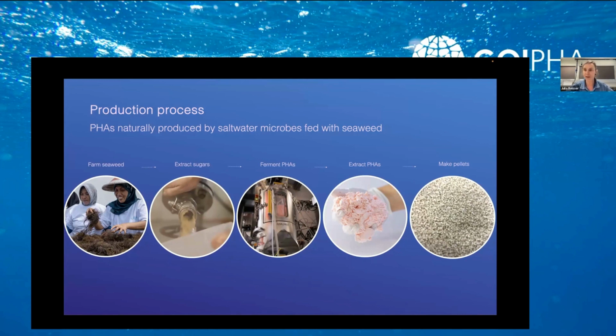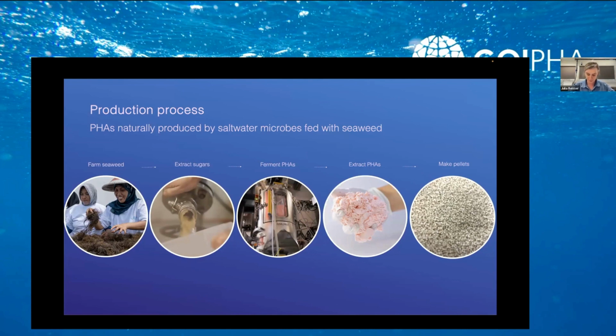So the first one is we farm seaweed. We can produce PHA with any kind of seaweed, including the handful of species already farmed at scale around the world. After analyzing more than 40 seaweed samples from farms in Indonesia, Philippines, China, South Africa, and Australia, we've decided to start production with a red seaweed called Gracilaria. This is farmed at scale in Indonesia, which is the world's second largest producer of seaweed after China.